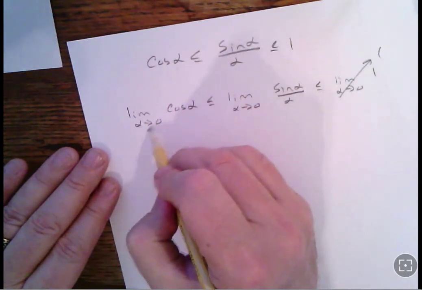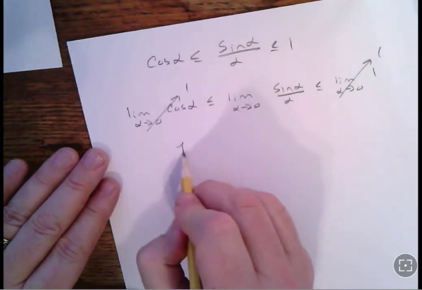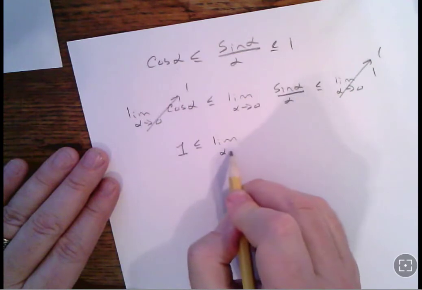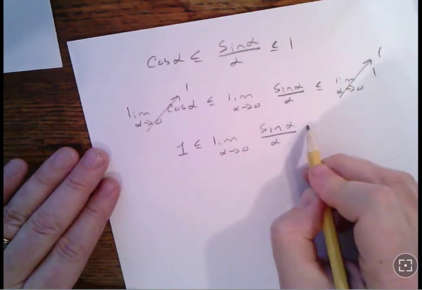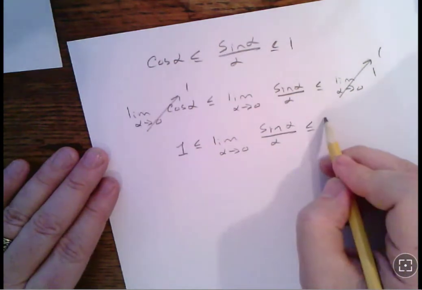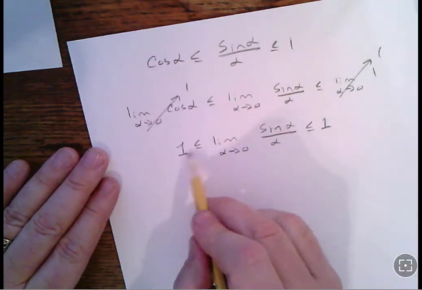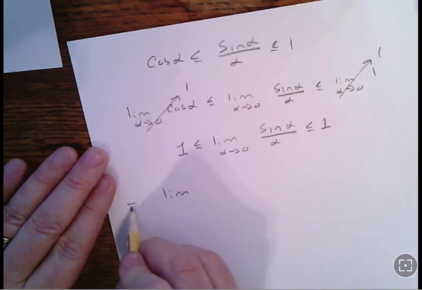There's no issues with things being undefined. So that limit is going to have to be 1. And so when I simplify this, I get that 1 is going to have to be less than or equal to whatever this limit as alpha approaches 0 of the sine of alpha divided by alpha is, and it's going to have to be less than or equal to 1. Well, the only way for something to be bigger than or equal to 1 and less than or equal to 1 is if that limit is actually 1.